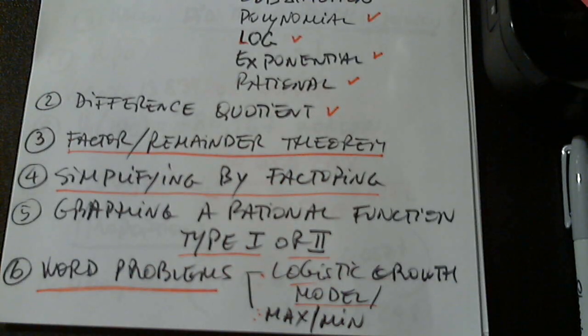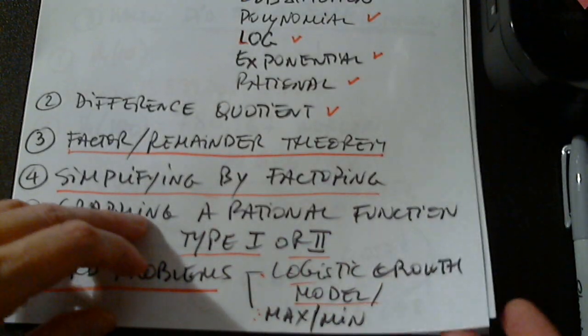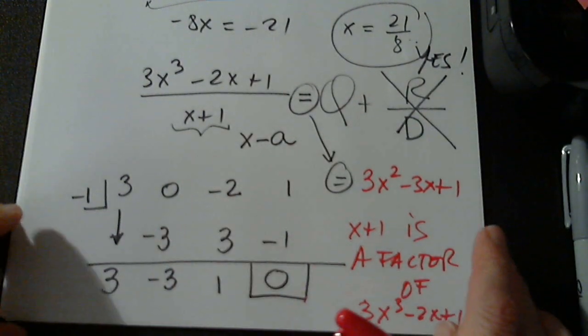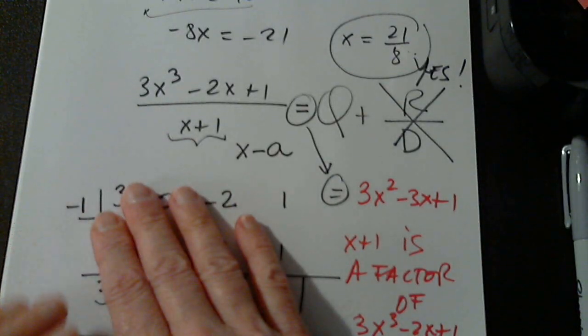Difference quotient. We need to review the difference quotient. Is that a yes? Is that a no? Could you do another factor and remainder theorem example? Yeah. So this was exactly the same thing. This was it. This is in addition to the synthetic division.